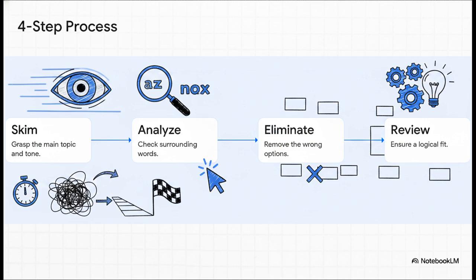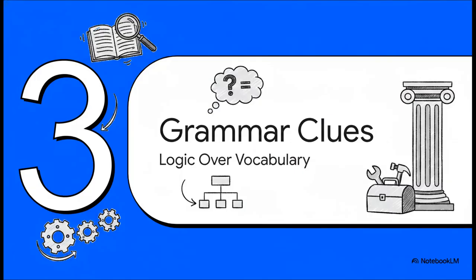Step 2, closely analyze the words immediately surrounding the blank. These are your anchors. Step 3, actively eliminate the totally incorrect options based on logic, which shrinks your pool of choices down nicely. And finally, Step 4, do a quick mental review of the sentence to check the logic and hit submit. It's a completely systematic flow from the second you read that first word to the moment you click next.